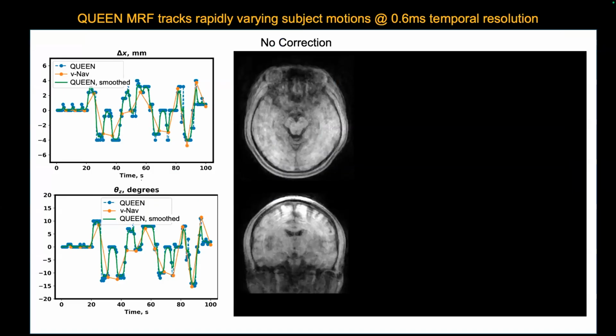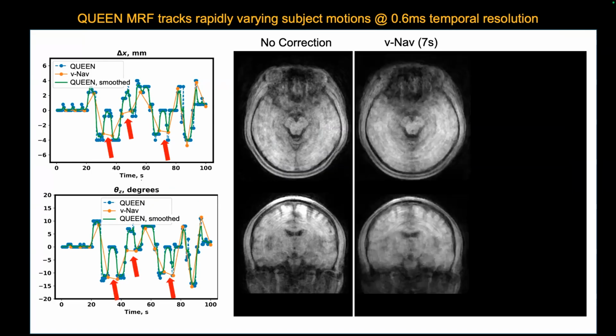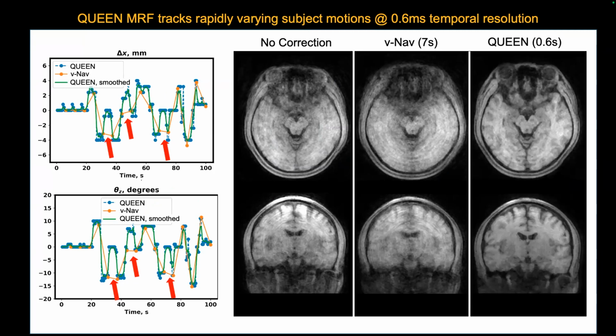So let's look at how that works. Here's an example case where a dedicated person went in and banged his head against the scanner. No correction, looks pretty bad, but even with the vNav correction every 7 seconds or so, the temporal resolution is not enough to capture these variations. So what ended up happening is that it actually makes things a little bit worse. But now with the Queen approach, we are capturing motion every 0.6 second, and we're able to recover quite a bit more information here.